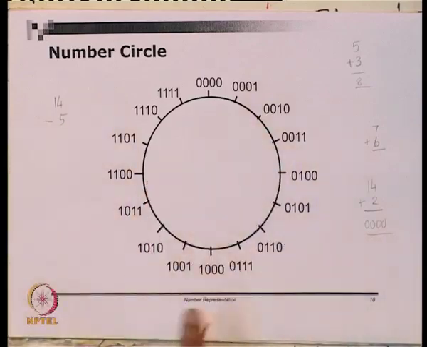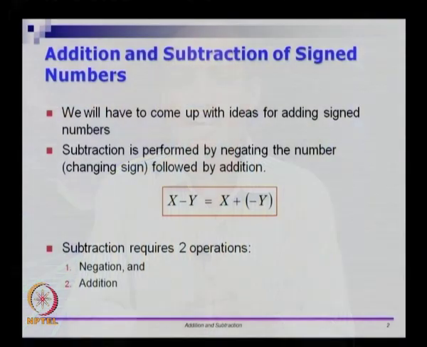So, just keep this in mind, because we will need this kind of interpretation for the other ones also. Now, let us jump forward. If I want to do addition and subtraction of signed numbers, when I say signed, it could be signed magnitude, 1's complement, 2's complement, any of those. We will have to come up with some idea for adding the signed numbers first.